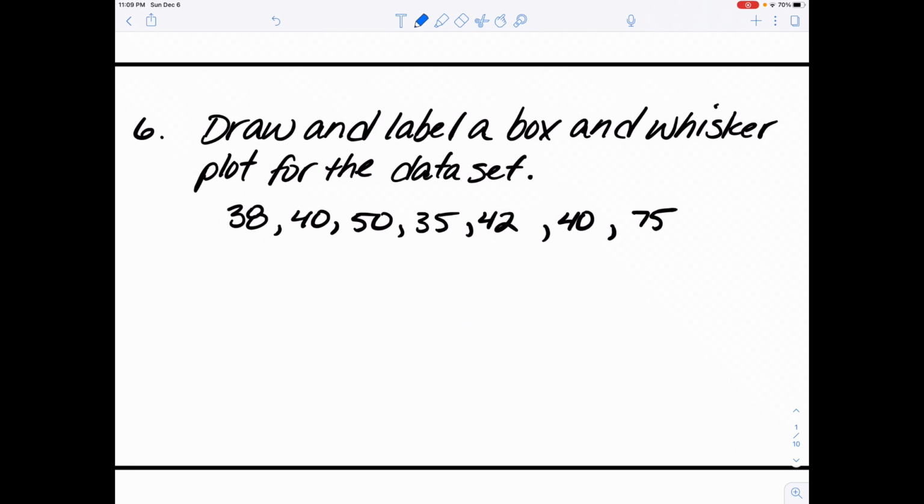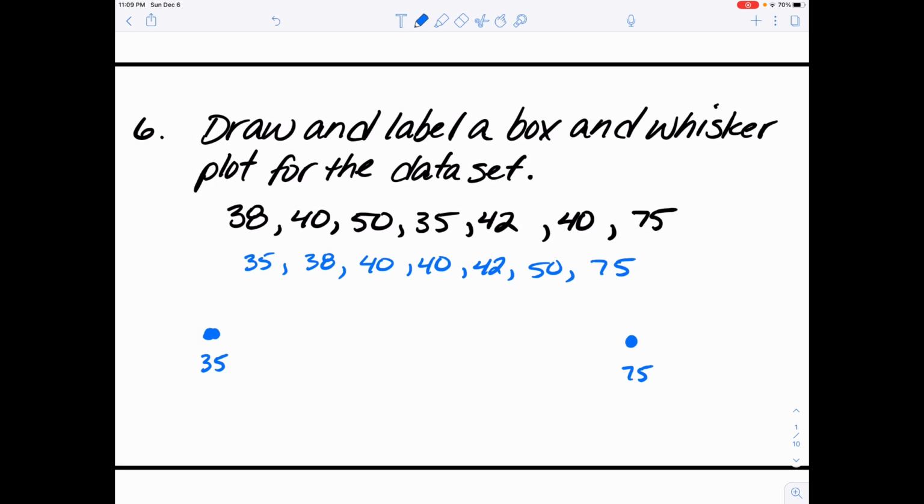plot. Question number 6 says to draw and label a box and whisker plot for the data set. We talked about that on the last slide, so let's get started. One of the first steps you need to do is rearrange your data from smallest to largest. So our smallest value here is a 35. Looks like we have a 38, a couple of 40s, a 42, a 50, and a 75. Let's go ahead and identify the minimum value, which is a 35. That's easy. A maximum value, which is a 75.